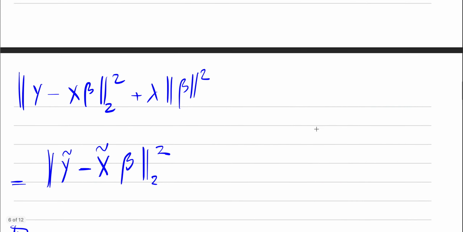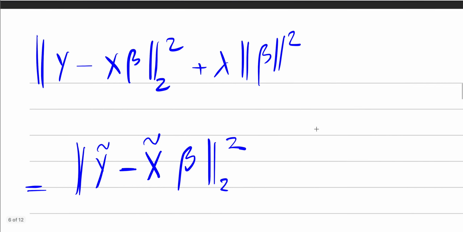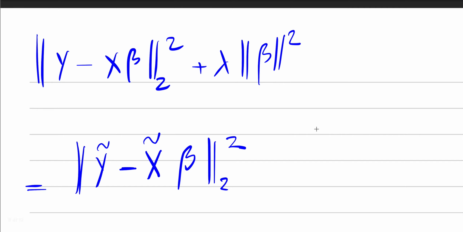To summarize, what we did was to show that the L2 norm of y minus x beta plus lambda, the L2 norm (there's a 2 missing here), is the L2 norm of y tilde minus x tilde beta.